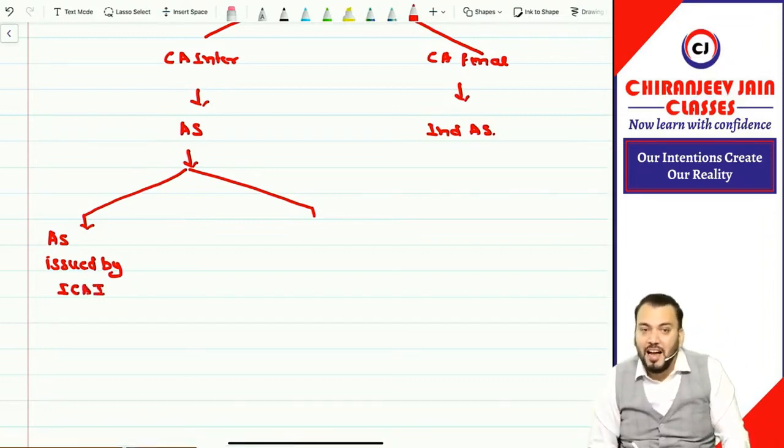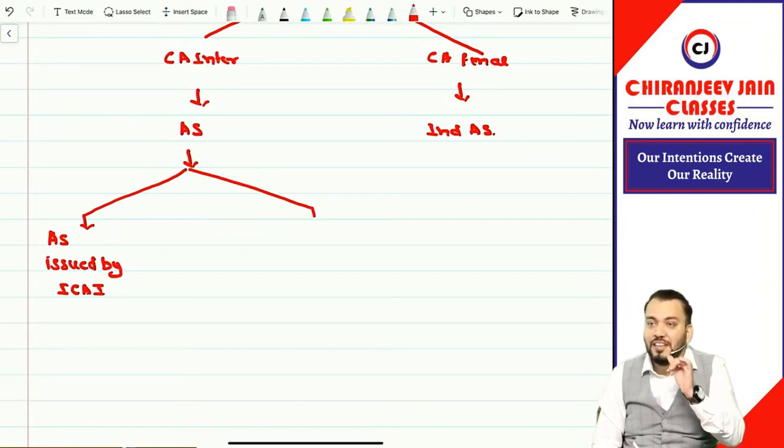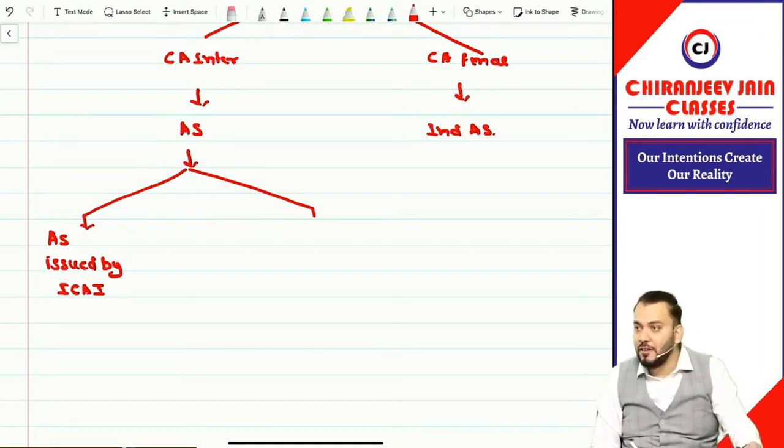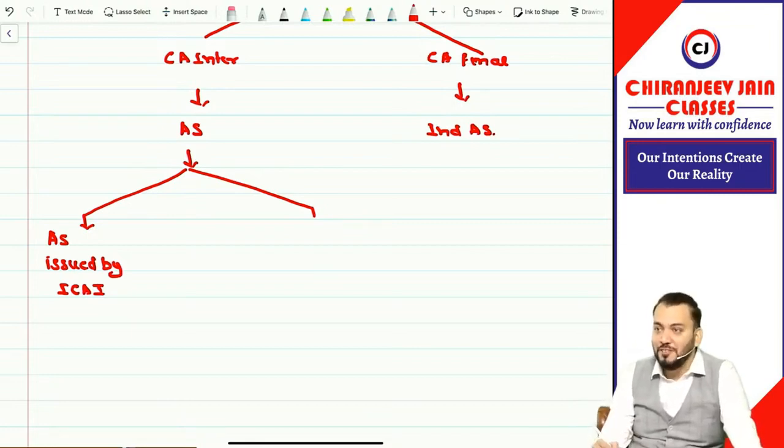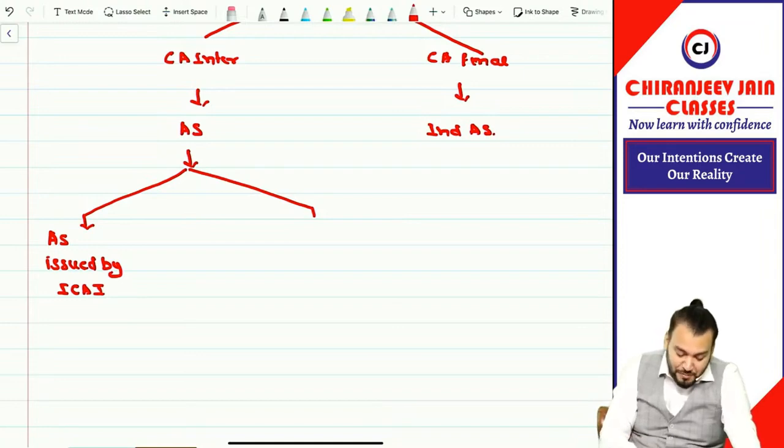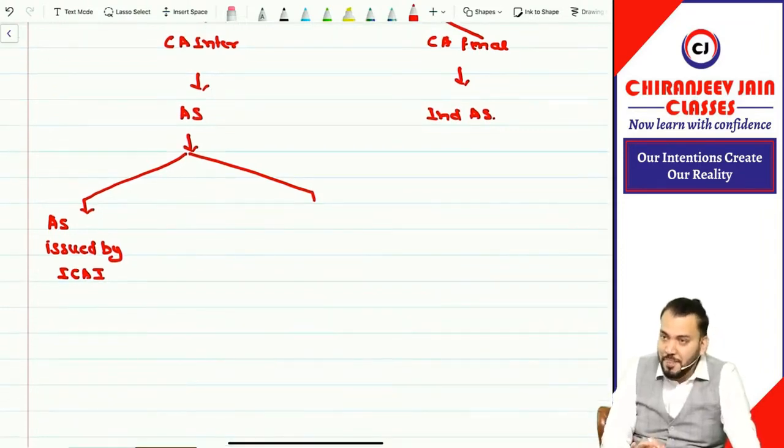AS issued by ICAI. Whatever I am writing in good handwriting, you should write down. Correct? If I am writing, you should also write down, na? Oh, if I am writing, you are not writing. I am chartered accountant. You are going to become chartered accountant. If I am writing, you are sleeping. Huh? Correct? This is my good handwriting, huh? Assume this is good handwriting.